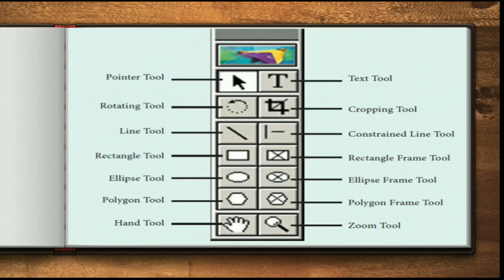Next, the toolbox. The toolbox contains these kinds of tools, which are named here: pointer tool, text tool, rotating tool, cropping tool, line tool, constraint line tool, rectangle tool, rectangle frame tool, ellipse frame tool, polygon tool, polygon frame tool, hand tool, and zoom tool. These are the common tools we use in PageMaker for aligning text and pictures. Before going into the purpose of these tools, let's see the shortcuts for them.